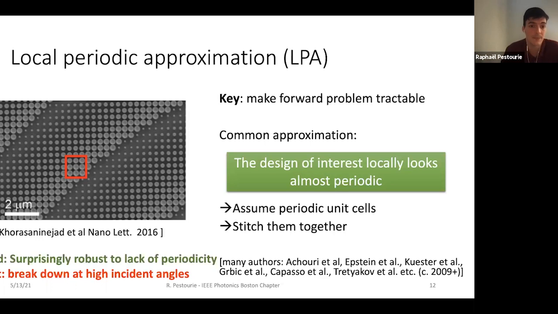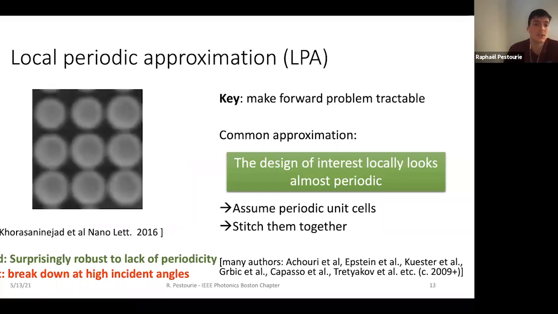periodic approximation. And the idea is, so you can see this picture of a metasurface. And if you focus on those pillars, those circles in the square, so I'm focusing on it for you, you can see that if you look at the center one and its neighboring ones, they all have the same radius. And so the idea of the local periodic approximation is to break the big simulation domain into smaller simulations that are tractable on a laptop.